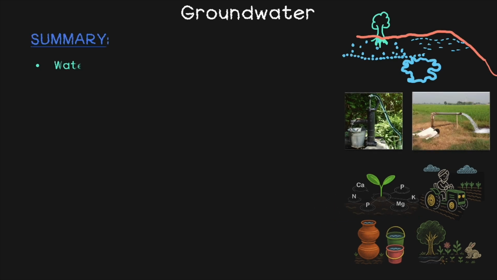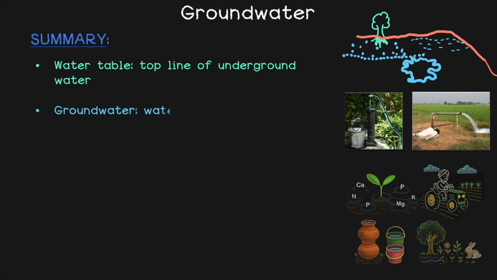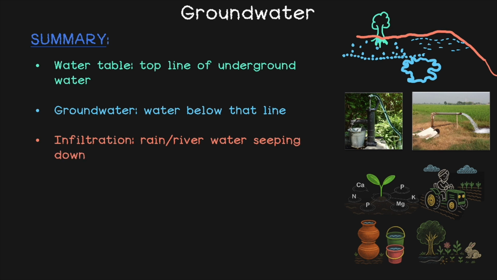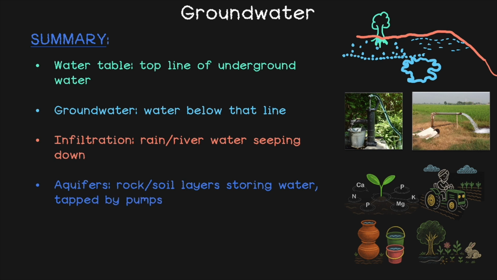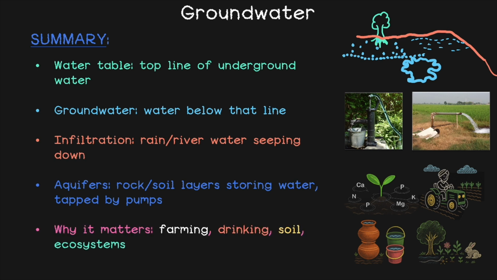So, what did we learn? We learned that the water table is the top line of the underground water, and groundwater is the water below that line. We also saw that infiltration is the way rain or river water seeps down into the soil, and that way the groundwater is recharged. We also talked about aquifers, how they are rock or soil layers storing the water, and they can be tapped by pumps or tube wells. And why does groundwater matter? Because it is important for farming, drinking, soil and ecosystems.